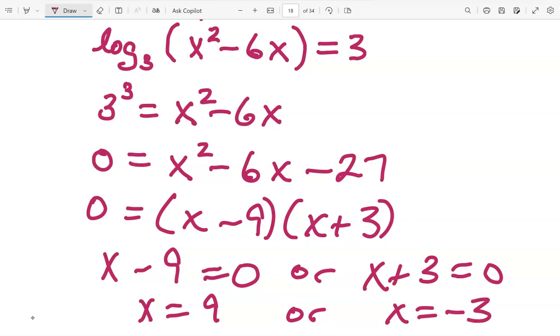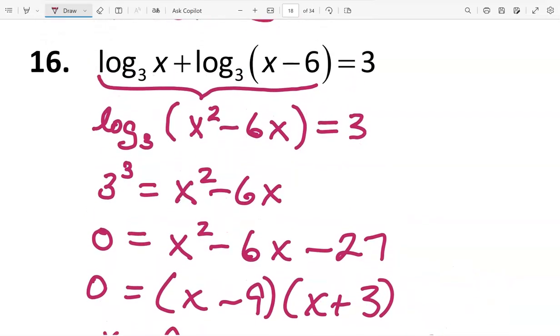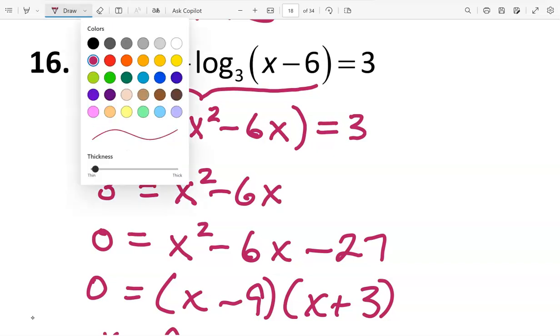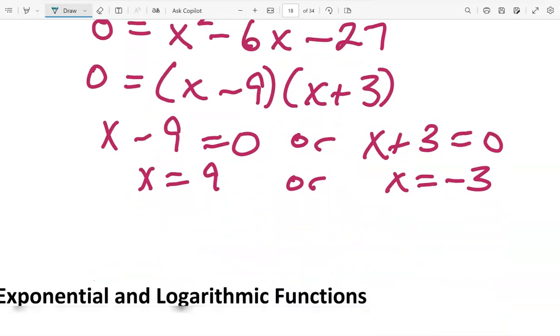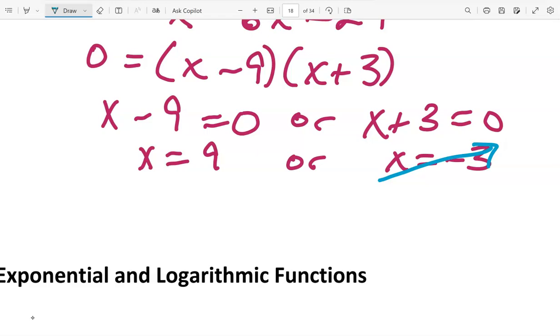Let's check, since this is a logarithmic equation, to make sure that each of these solutions gives a logarithm of a positive number in the original equation. If x is 9, the arguments of the logarithm are 9 and 9 minus 6, both of which are positive numbers. If x, however, is negative 3, the arguments are negative 3 and negative 3 minus 6, both of which are negative numbers. So that is not a valid solution, and x equals 9 is the only solution.